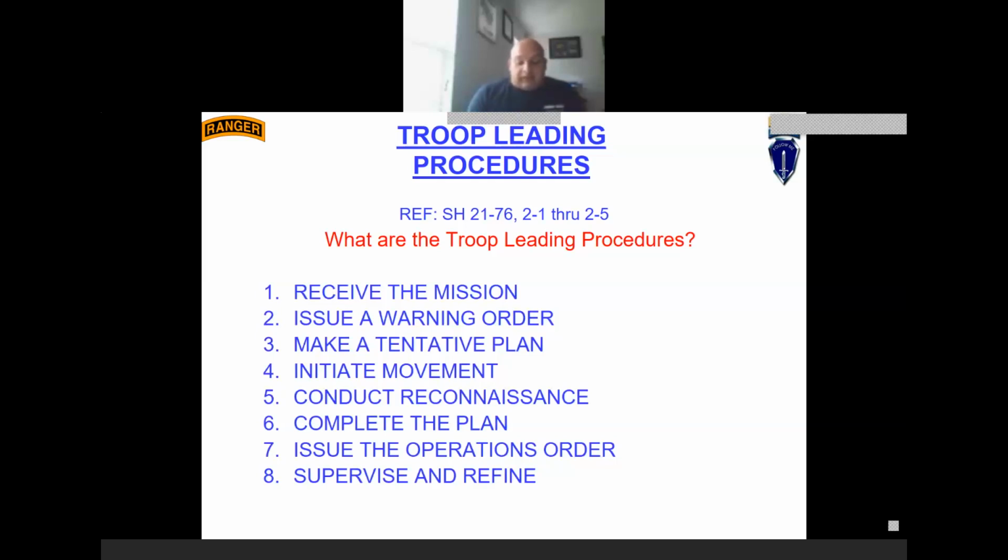The sequence of steps in TLPs is not rigorous. Leaders can modify. You don't have to do it in order. Modify the sequence to meet the mission, situation, and available time. Some steps are done concurrently while others may go on continuously throughout the operation. Normally, the first three steps: receive the mission, issue a warning order, make a tentative plan, occur in that order. So basically 4 through 8, you're constantly doing and refining. But the first 3 have to be in the right order.